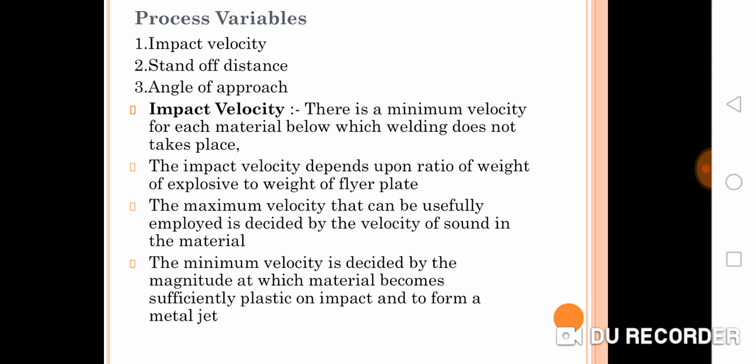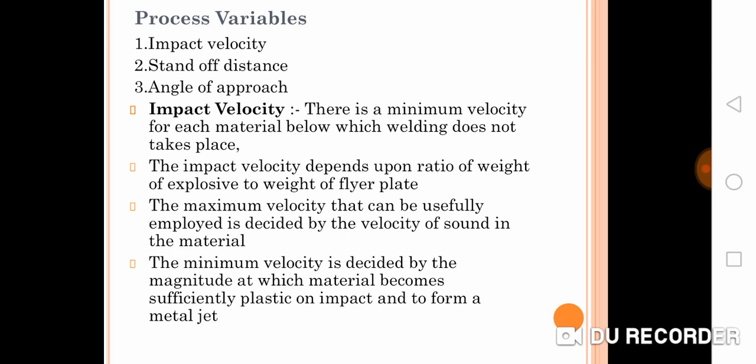Now coming to the process variables, the important parameters that affect the process are the impact velocity, standoff distance, and the angle of approach. Impact velocity, we already know, is the velocity with which the impact happens. Always there is a minimum velocity for each material below which the welding does not take place. So our impact velocity should always be above the minimum value, and this velocity depends upon the ratio of weight of explosive to weight of flyer plate. That is obvious.